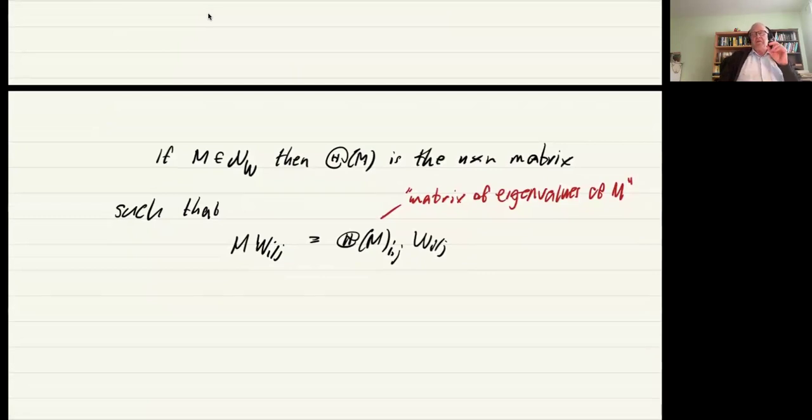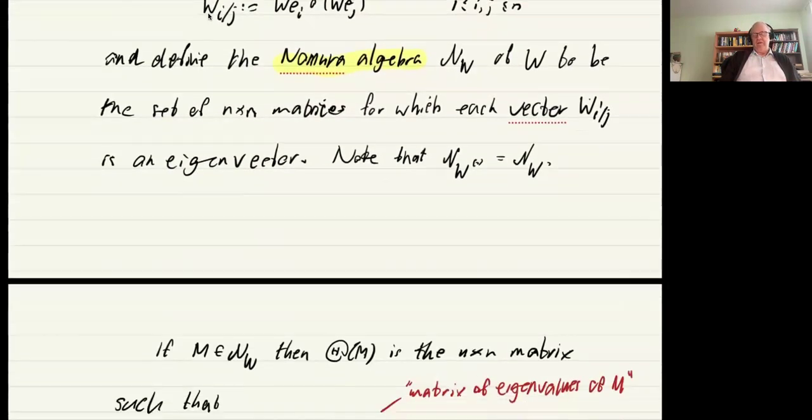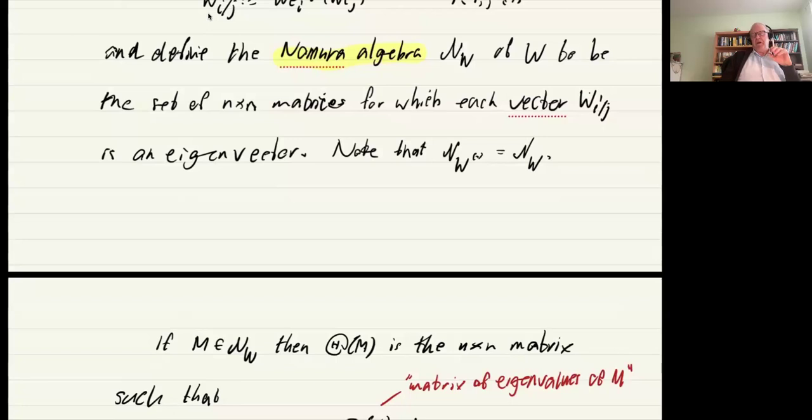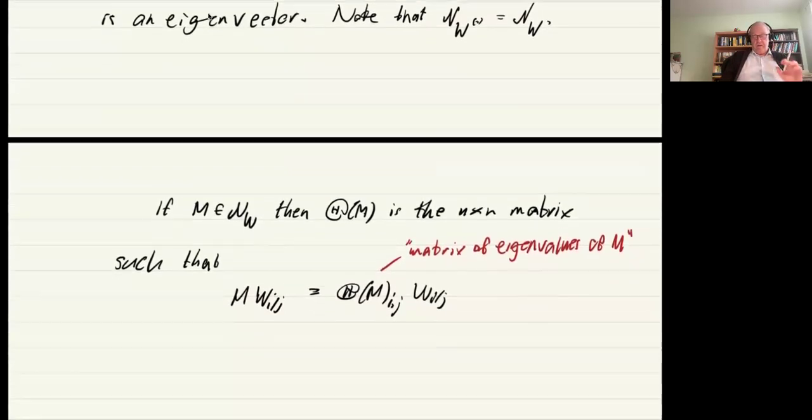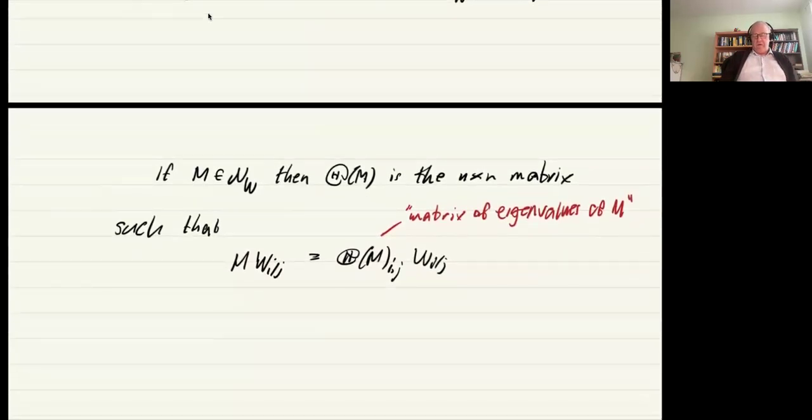Often it's useful to think of an n by n array of eigenvectors. So we have eigenvectors Wi over j, and I can put those into an n by n matrix in the natural fashion. But now, I don't want to put the vectors in there. What I want to put in there is the eigenvalues.